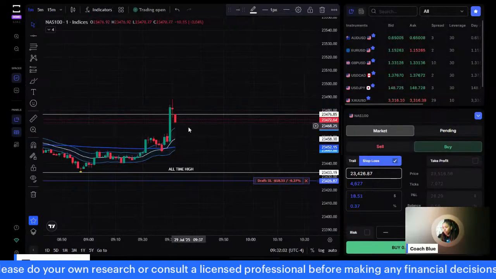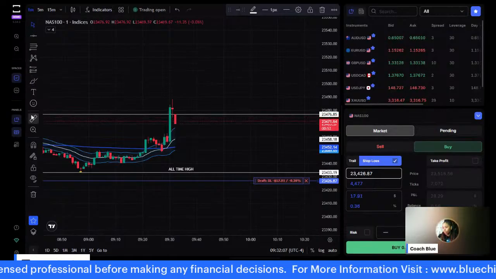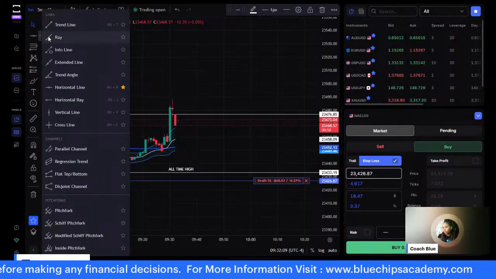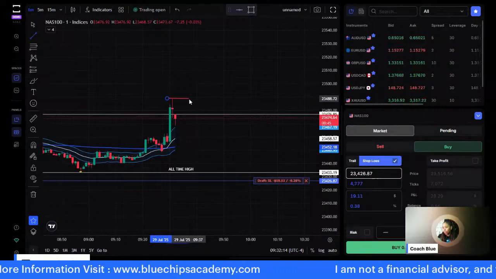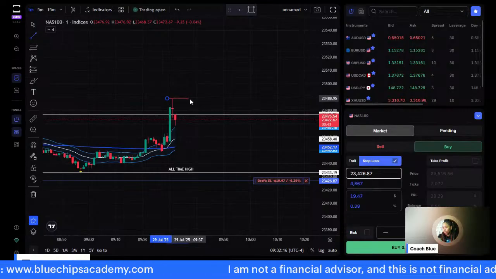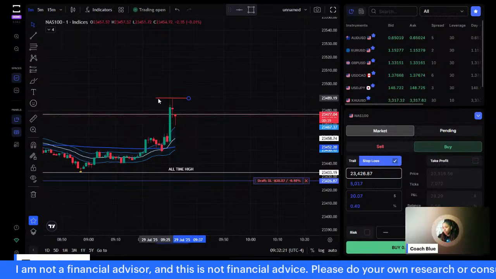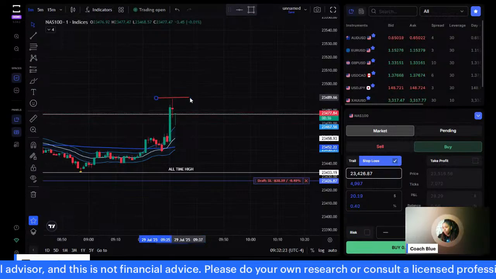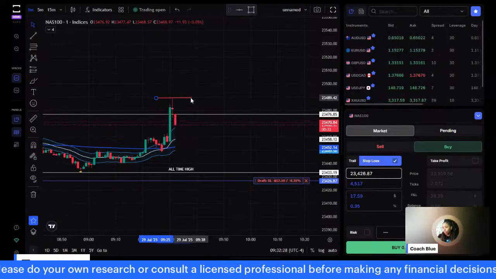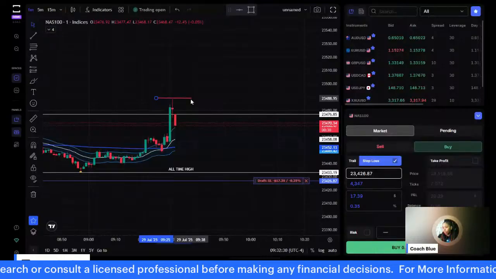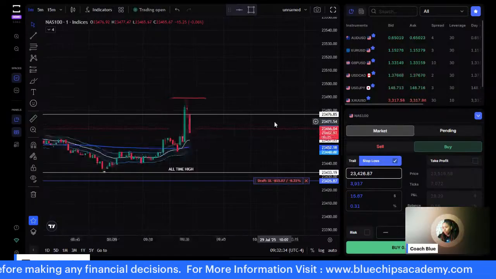All right, so now we got to see if we're going to get some continuation. We want price to break past this level right here. Let me show you. If we don't break past that, then we're not touching it, or at least I'm not. I want price to break past this level right here. That's my indication, my signal to get in. Otherwise, I'm not touching it.